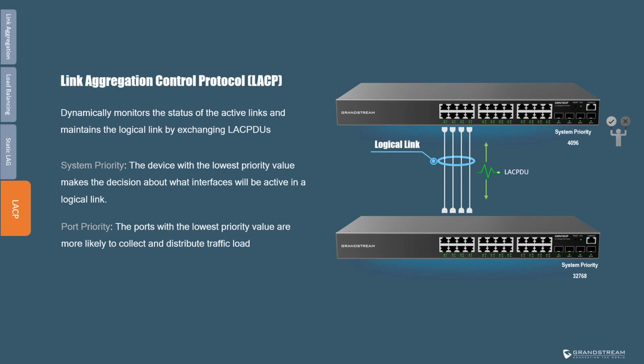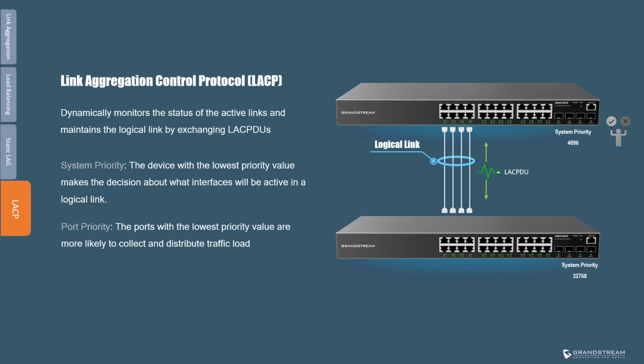Link Aggregation Control Protocol, or LACP, dynamically monitors the status of the device links and maintains the logical link by exchanging LACPDUs. So if there is a link failure, LACP will detect that and will use the LACPDU message to inform the peer switch. So after you create the LAG on the switch, LACP will maintain the logical link by detecting any link failure or misconfiguration.